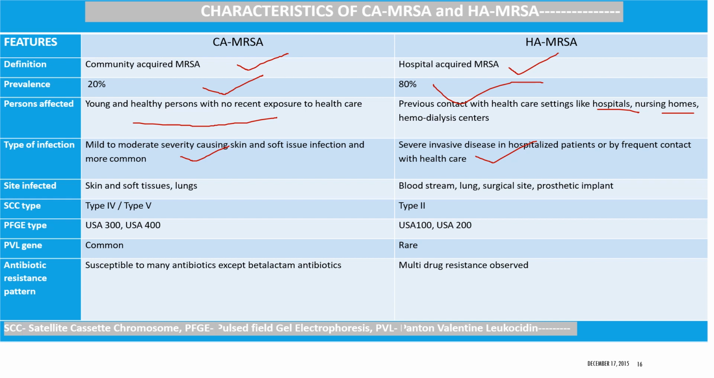Skin and soft tissue and lungs are affected in community acquired. Here, bloodstream, lungs, surgical site, prosthetic implant, etc. So this is a calculation of USA that we don't need to study.